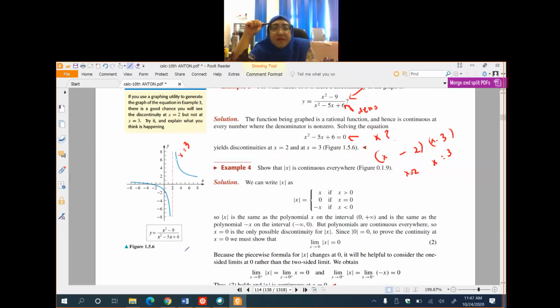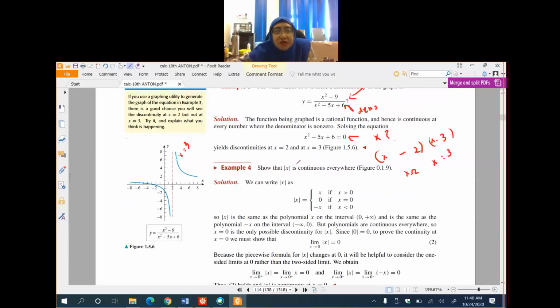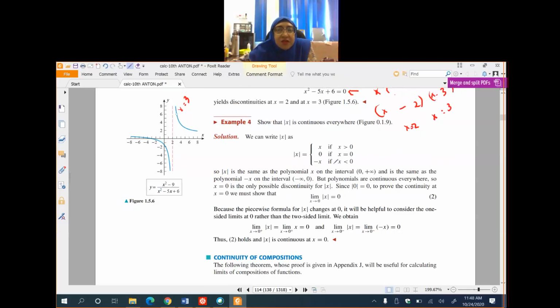And then for example 4, you have the absolute value of x. So this is the definition of the absolute value of x. We have written it before. It is equal to x if x is greater than 0. The absolute value of x is equal to 0 if x equals 0, and it is equal to negative x if x is less than 0. Okay. And then the question asks us to show that the absolute value of x is continuous everywhere.